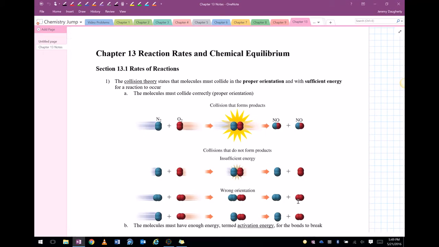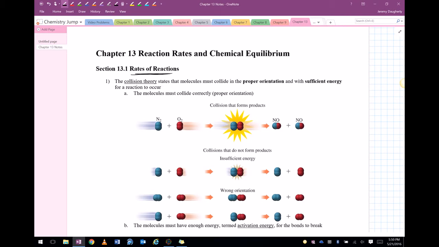Reaction rates in chemical equilibrium. Section 13, rates of reactions. So here we're talking about how fast reactions occur. All right, we can write a chemical reaction, but that doesn't tell us how fast or slow it's going to occur. So we're going to look at what are some situations that would make a reaction go faster, slower, stuff like that.